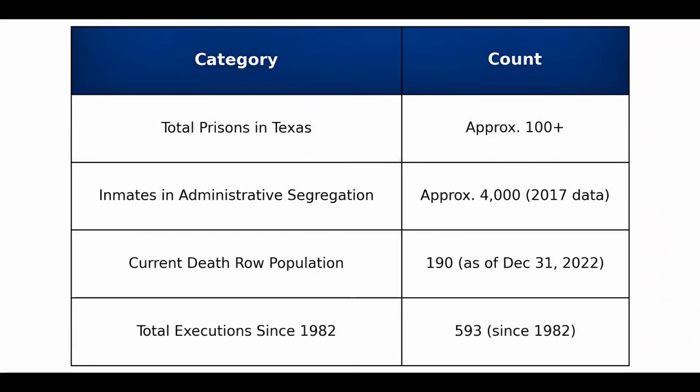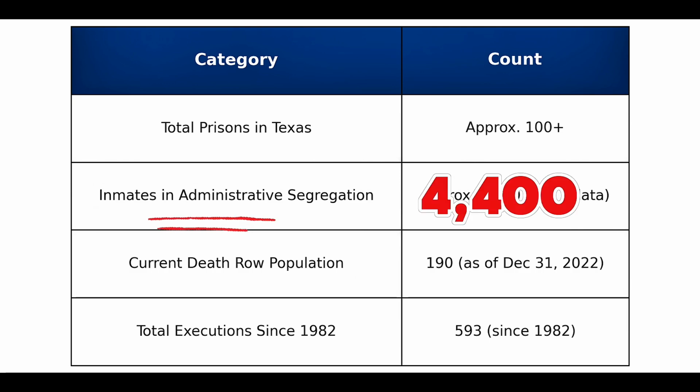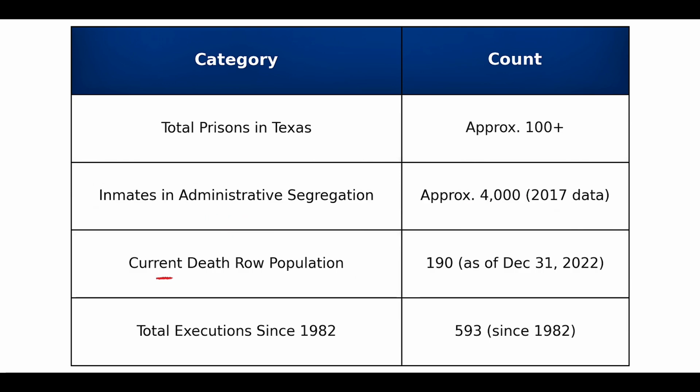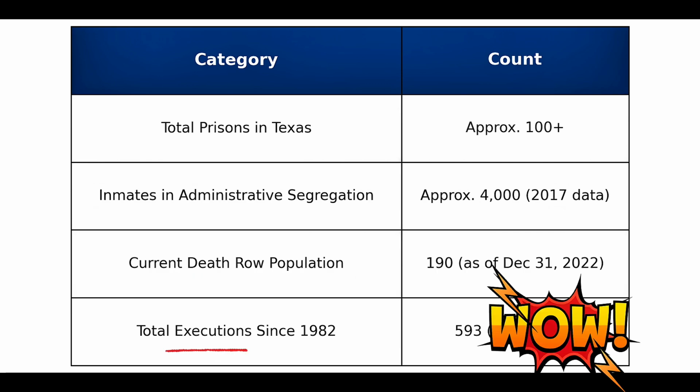Check this out. I'm going to show you a chart with a bunch of crazy information about Texas. I mean, look for yourself. Texas has the most prisons in America. We have 103 prisons. We also have the most inmates housed in administrative segregation, 4,400. We have 180 on death row, which is the most in America, and since 1982, we have executed 593 people.